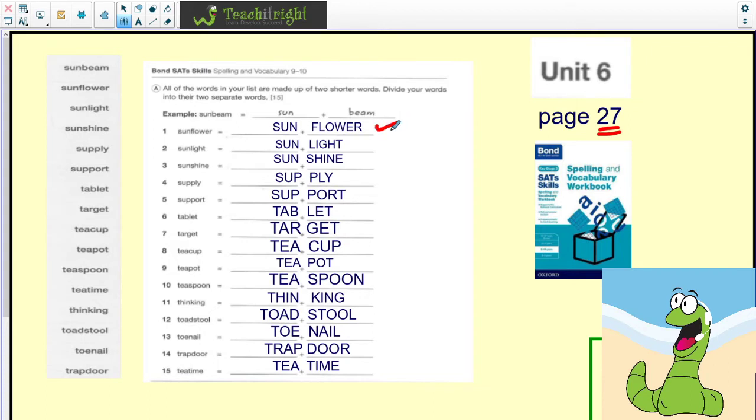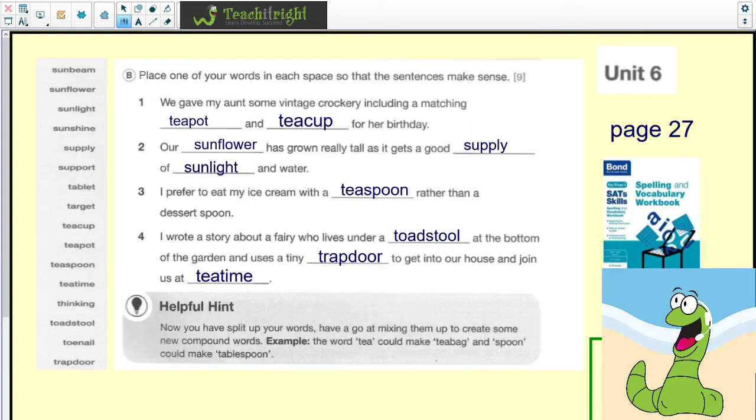So sunflower, sunlight, sunshine, supply, support, tablet, target, teacup, teapot, teaspoon, toadstool, toenail, trapdoor, and then tea time. Now you have to place your compound words within a set of little sentences or short little paragraphs. And we've got teapot and teacup.